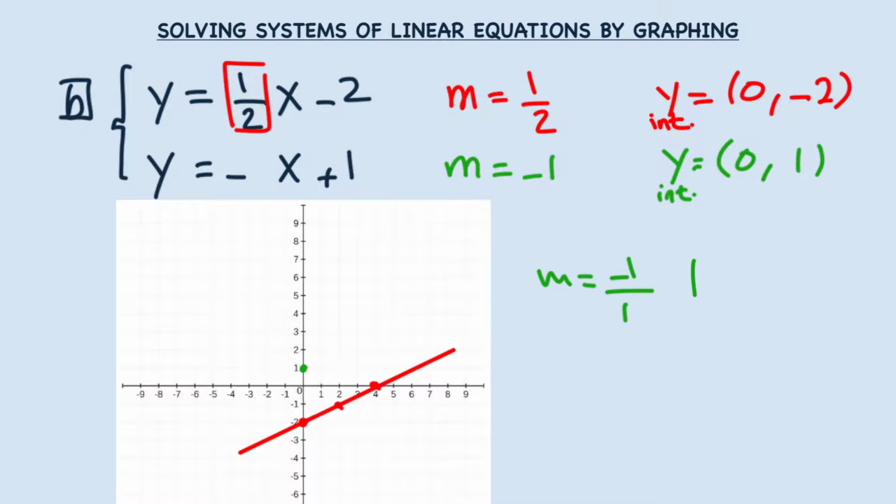So we have to move 1 unit down and 1 unit to the right. So we move 1 unit down, 1 unit to the right. So here is our second point, and our third point will be 1 unit down, 1 unit to the right, here. And we will connect these dots together. Now the point of intersection between these two lines is the point (2, -1). So this is the solution for our system.